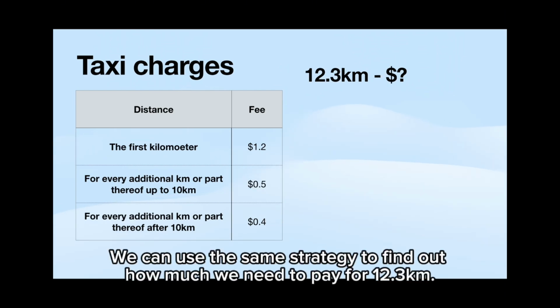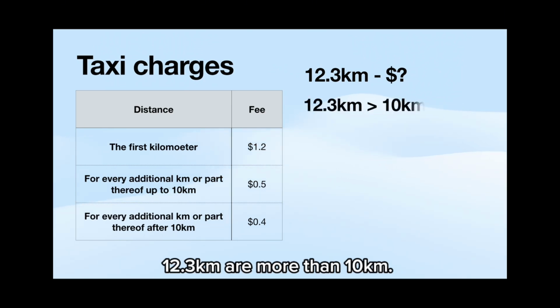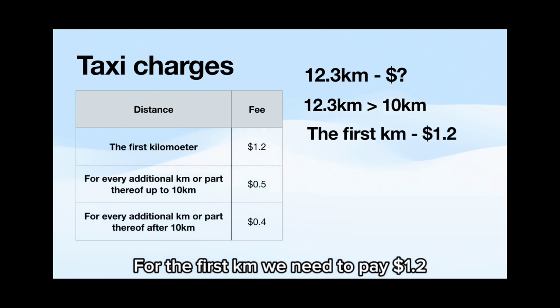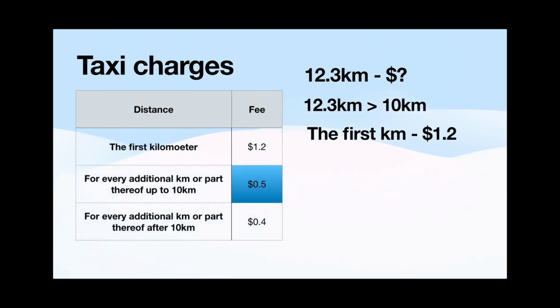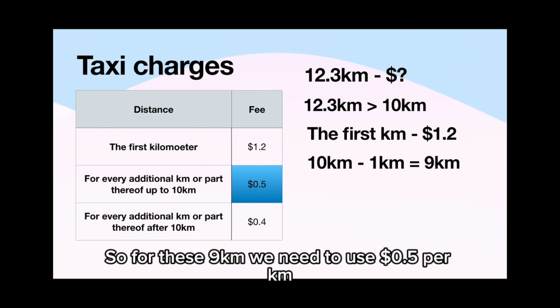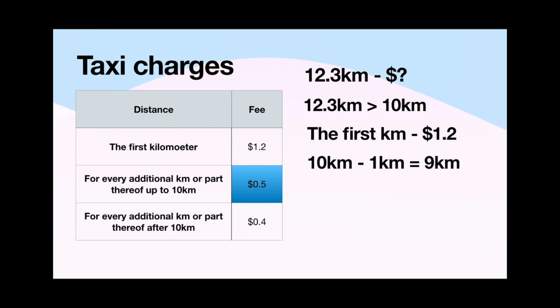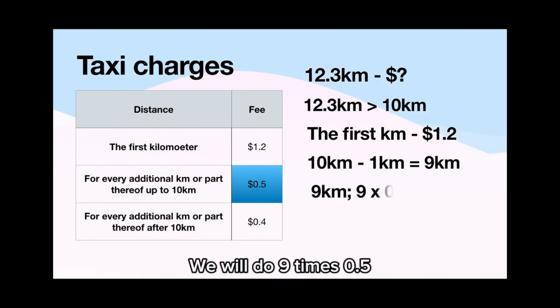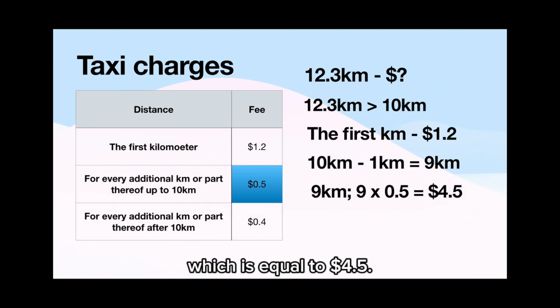We can use this same strategy to find out how much we need to pay for 12.3 kilometers. 12.3 kilometers are more than 10 kilometers. For the first km, we need to pay $1.20. If we do 10 minus 1, we will see that 9 kilometers are left. So for these 9 kilometers, we need to use 50 cents per km. We will do 9 times 0.5, which is equal to $4.50.